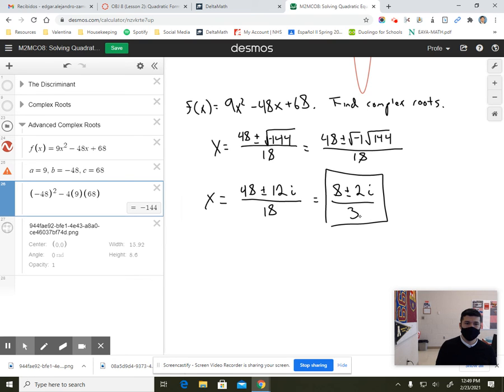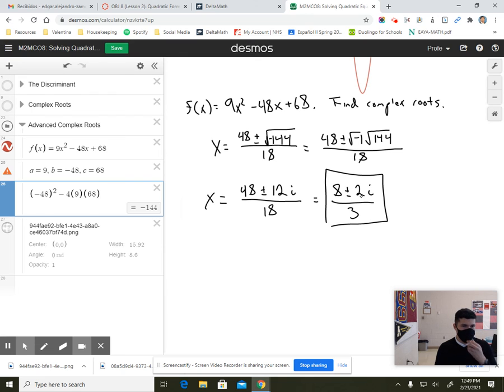Again, the whole problem is with this being negative, so I'm going to break this up into the square root of negative 1 times the square root of 144. Once again, I have no problem with the square root of 144. That's just 12. The square root of negative 1, that's just i. So I'm left with 48 plus or minus 12i divided by 18. All of these terms are divisible by 6, so I reduce it to 8 plus or minus 2i over 3.